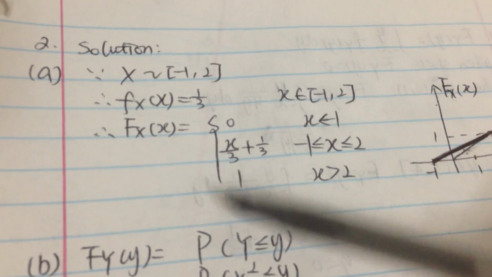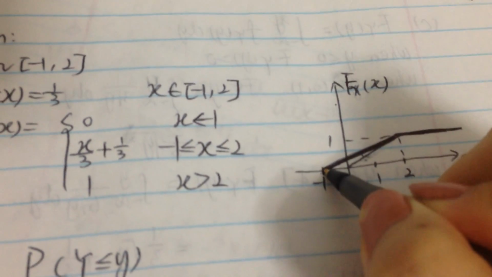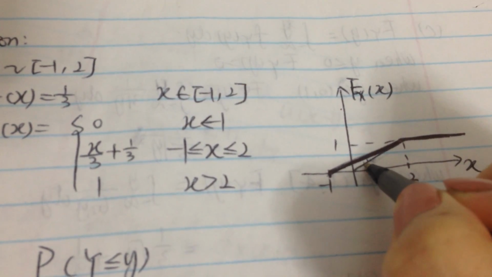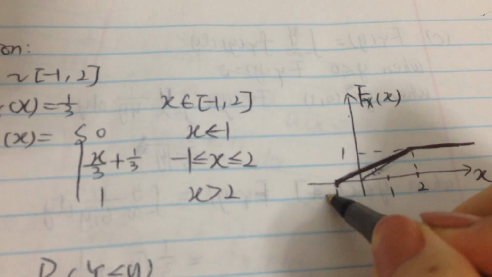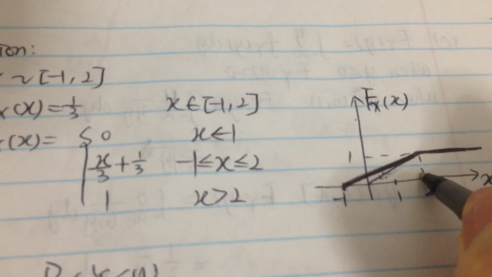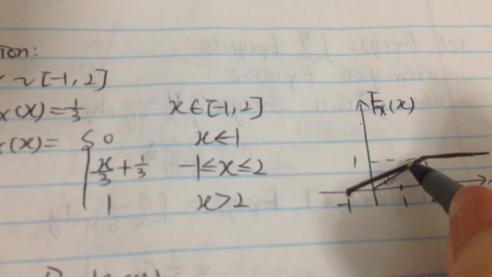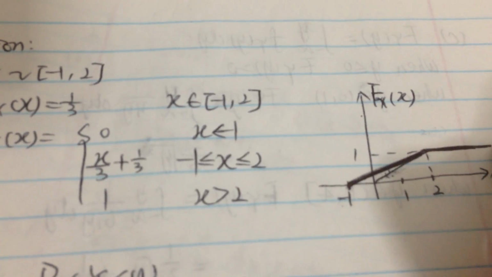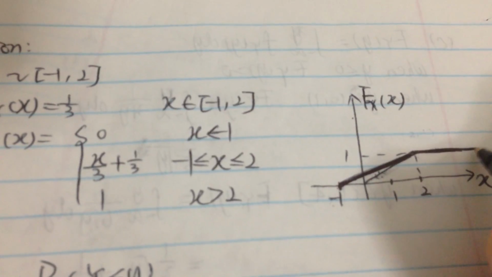Here's the distribution function, and here's the figure of the distribution function. It should start from -1, and I made a mistake here, so just ignore this line. It should start from -1 and go to 2, so it will rise from this point to 1. Later the distribution function would equal 1.